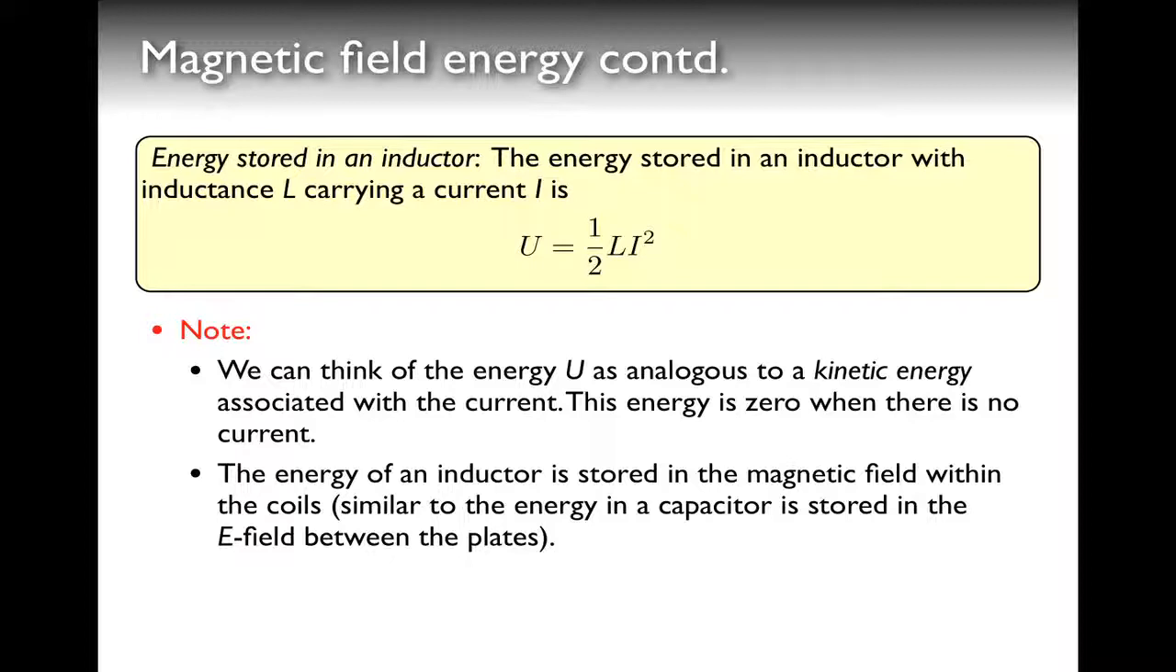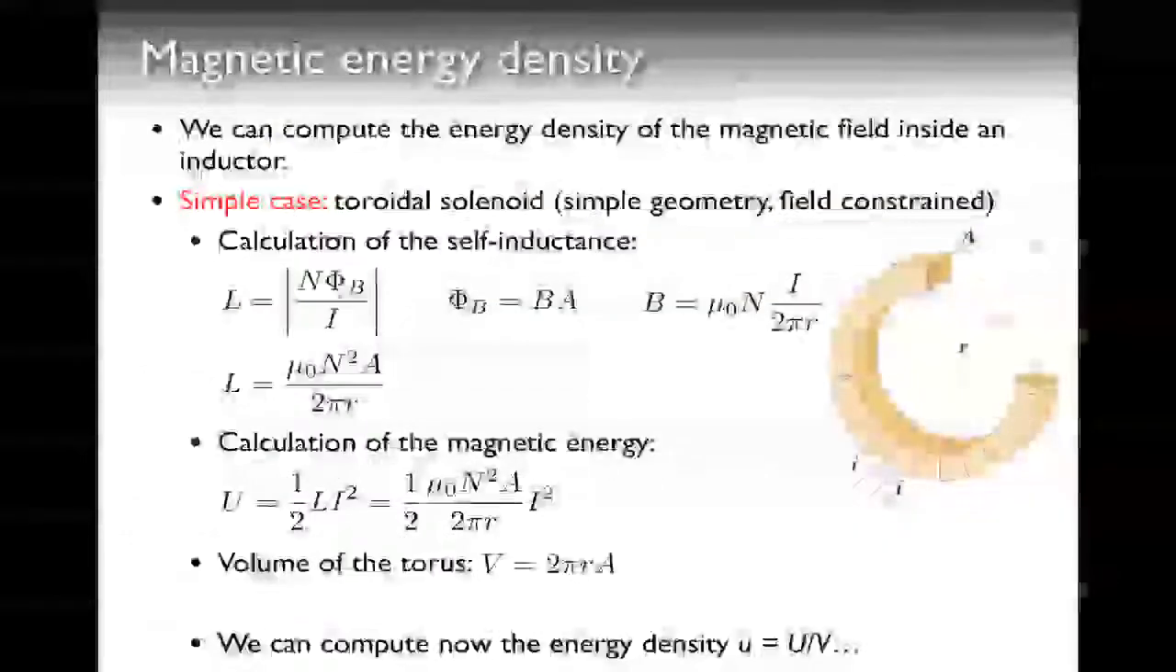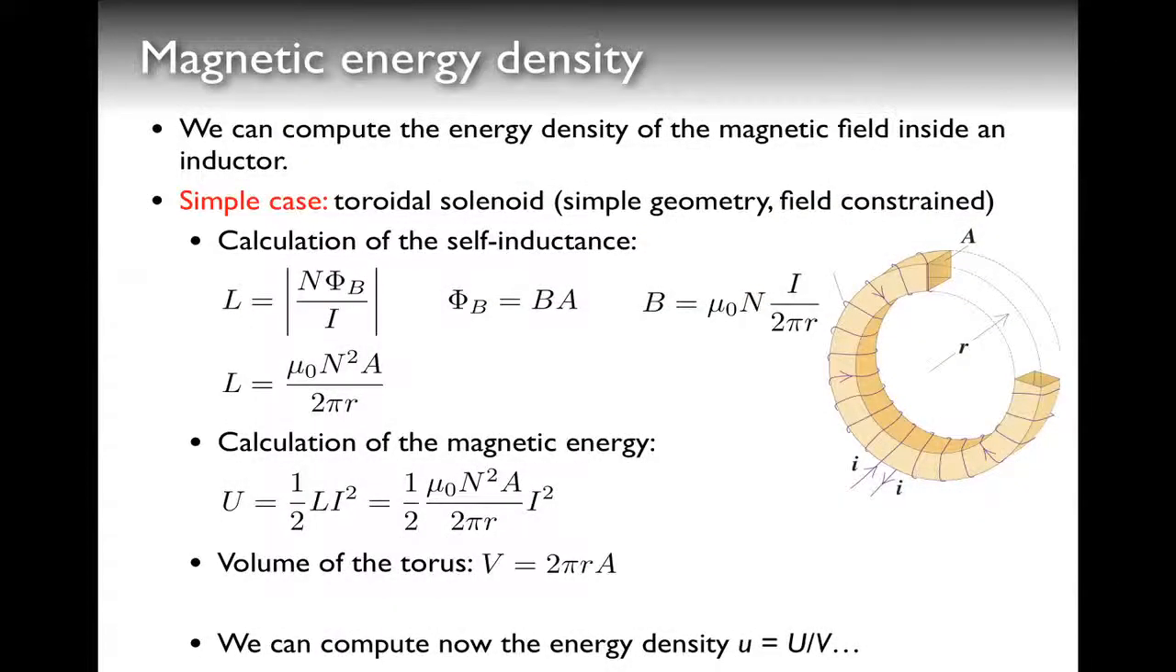Now, in analogy to the case of the capacitor, what I would like to do is compute the magnetic field energy density inside some confined space. For this, we're going to look at a very simple case. We're going to look at toroidal solenoids, simple geometry. The field is constrained to this core.